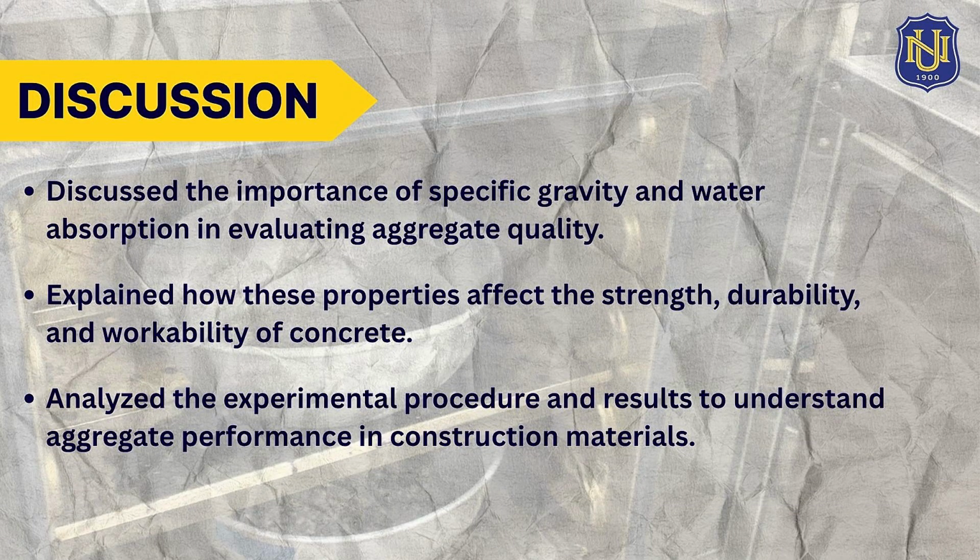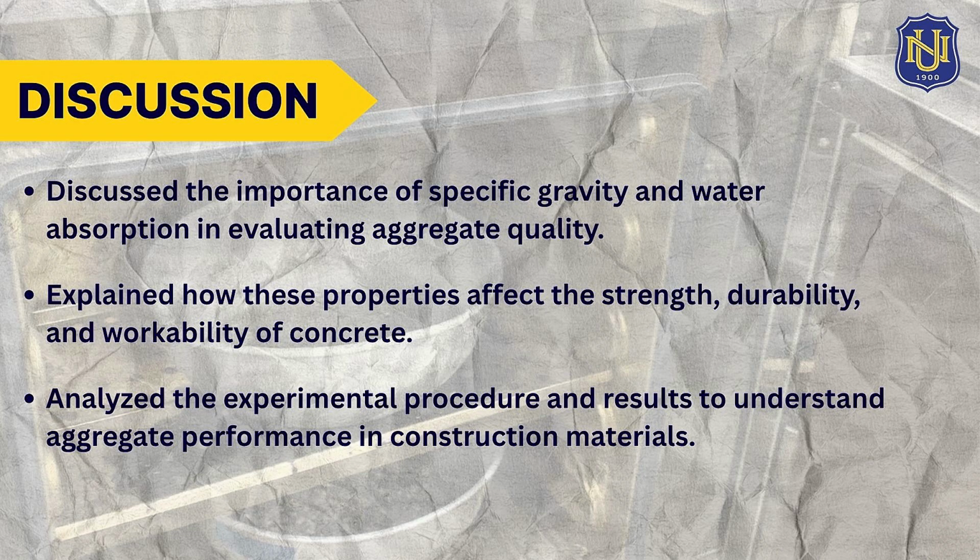This experiment helps students understand the behavior of aggregates by measuring their specific gravity and water absorption. Specific gravity measures the density of aggregates relative to water. It gives information about the compactness and suitability of aggregates for construction applications. On the other hand, water absorption indicates the amount of water an aggregate can absorb. Aggregates with high absorption may affect the water-cement ratio of concrete mixtures, which can influence the strength and durability of concrete. For fine aggregates, the experiment uses a pycnometer to determine the bulk specific gravity and apparent specific gravity.